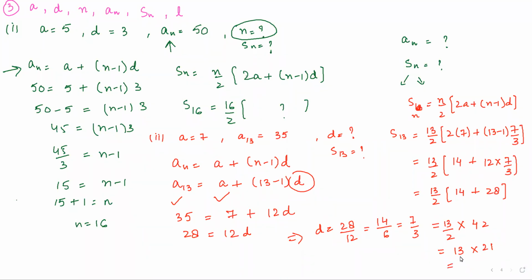How much is 13 into 21? 1 into 3, 1 into 1, then 2 into 3 is 6. That is 273. So 273 should be the answer.